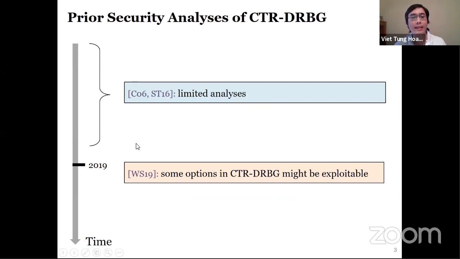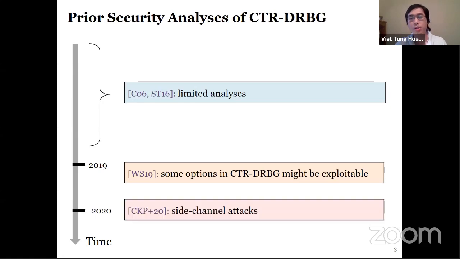Then in 2019, Woodage and Shumow pointed out that some options in the standard might be exploited, and shortly after, their theoretical observation was confirmed by Cohney et al. by some side channel attacks on implementations of counter-DRBG. So the lessons learned here are, number one, we should deprecate some insecure options in the overly flexible standard. And number two, you have to be mindful of some implementation issues.